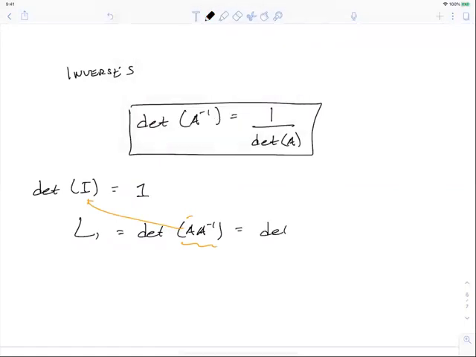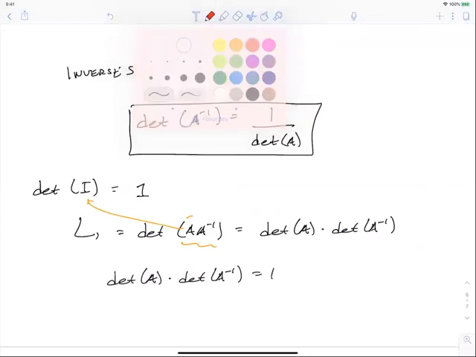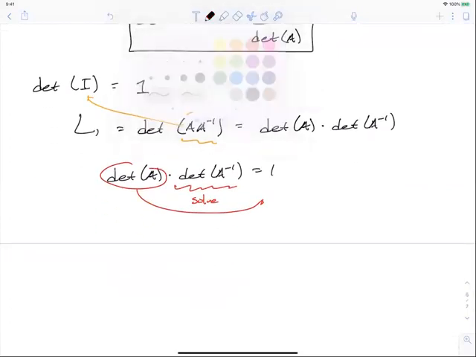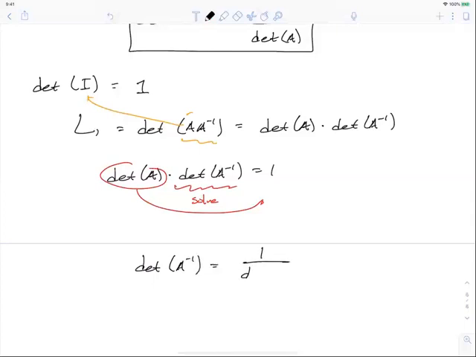So this is equal to the determinant based on the product rule that we just discovered. This is the determinant of A times the determinant of A inverse. So altogether, we have that this has to be equal to 1. And now we're going to solve for this. So we're going to put this determinant on the other side. And when we do that, we get the determinant of A inverse is equal to 1 over the determinant of A.